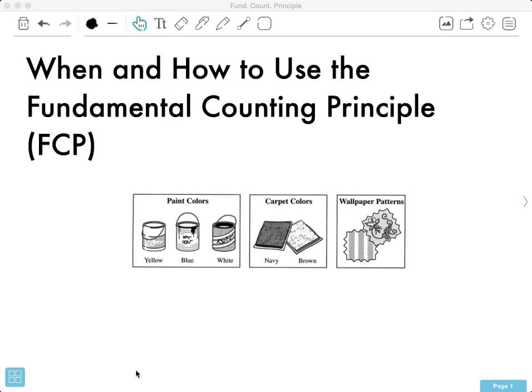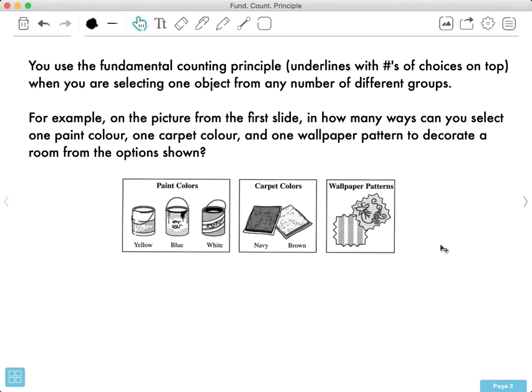It's for Applied Math 4DS students taking probability. And we're going to look at when and how to use the fundamental counting principle. This is probably one of the first things you looked at in your probability unit. And the confusion that surrounds the fundamental counting principle is when you can actually use it.